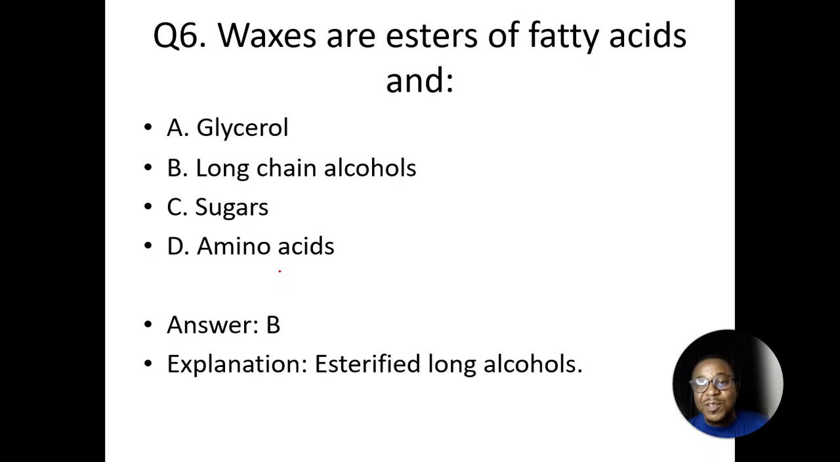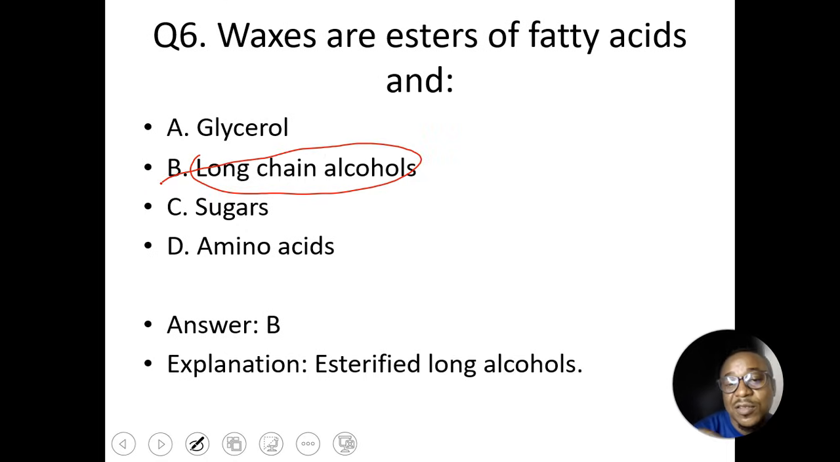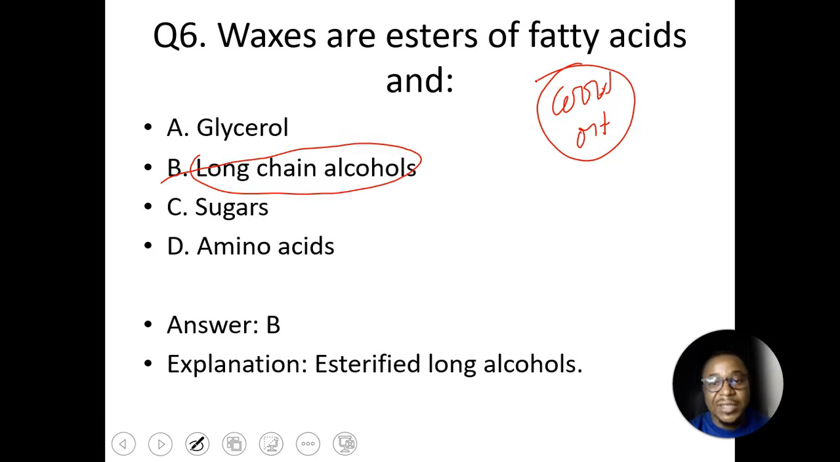Waxes are esters of fatty acids and long chain alcohols. So when we say esters, it means that esters are formed from carboxylic acid and alcohols. So when carboxylic acid reacts with alcohols, esters are formed. So you see in nature like this. This is the fatty acid.